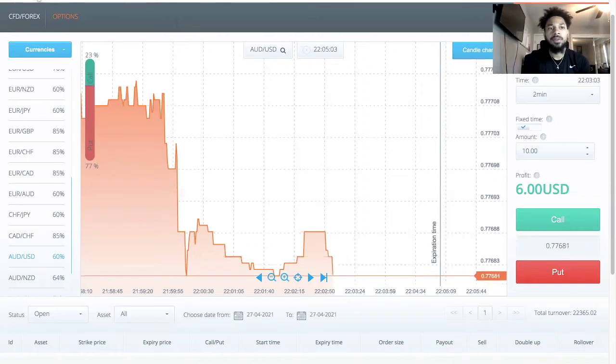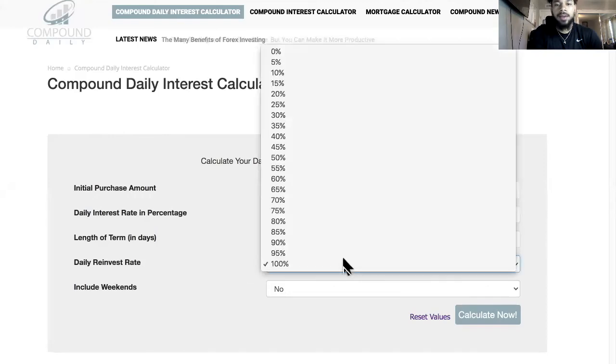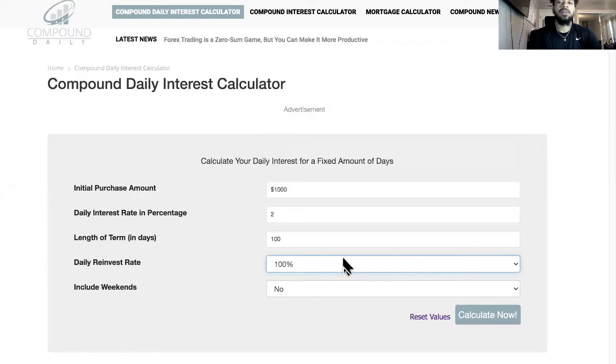And so what we're going to do now is we're going to go through a compound calculator. What we have here is a compound daily interest calculator. So let's say I start my account with $1,000 and I have the goal I want to grow my account by, let's say 2%. Let's say I want to do this for 100 days. And for daily reinvest rate, I'm going to keep it at 100%, which means I'm not going to be withdrawing any money from my account. I'm just going to leave it in there and continue to compound it.